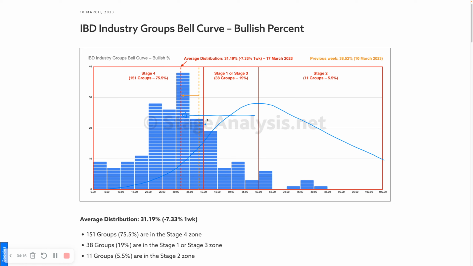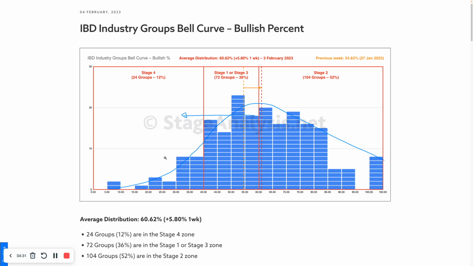So we've now got the majority of groups, 75.5%, sitting in the stage 4 zone, and only 38 in the stage 1 or stage 3 zone. So this stage 4 zone, as I said, it could be because, if we flick back to the 6 weeks ago period, we had a lot of groups that were just attempting to break out into early stage 2 or maybe late stage 1, making upthrusts.